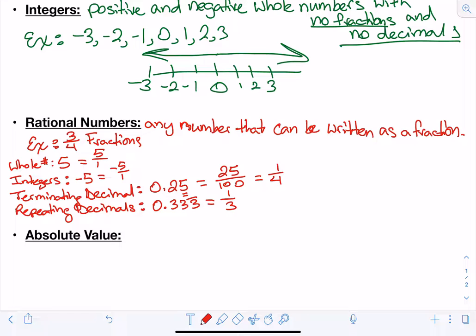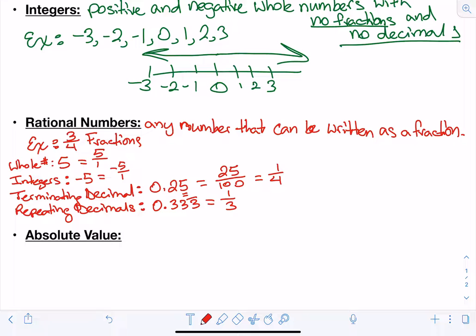Okay, so the most important concept to remember is rational numbers are any number that can be written as a fraction, but that doesn't mean it has to be a fraction. Okay, it could be a fraction like your 3/4, but it could be a whole number or an integer, because we can write those in fraction form by sticking a 1 under them. Terminating decimals and repeating decimals can also be written as fractions. So they're rational numbers as well.